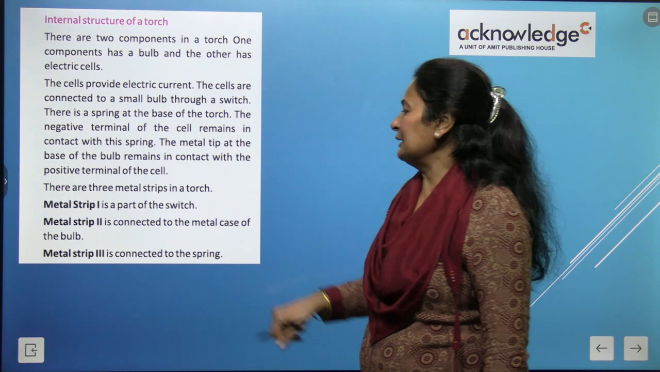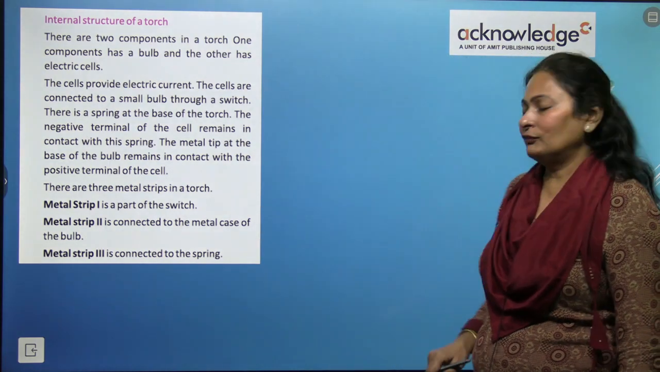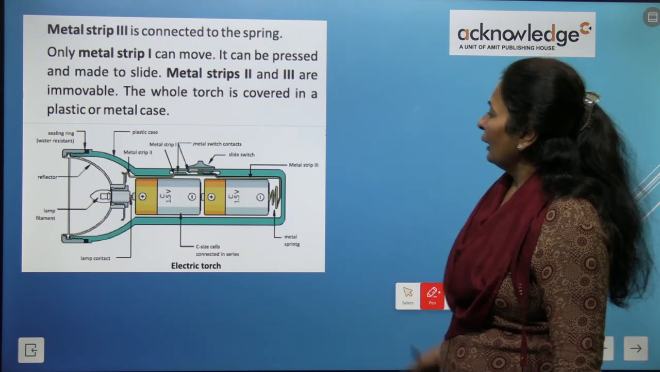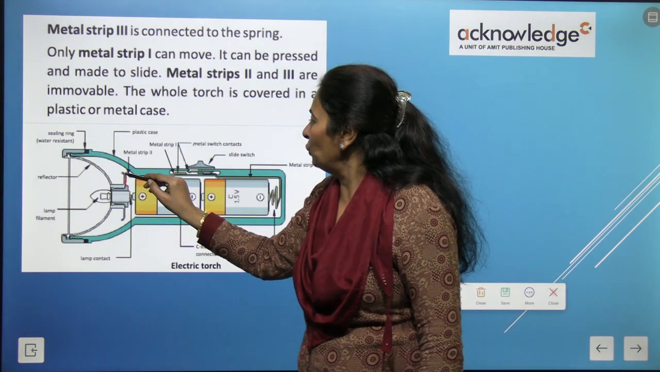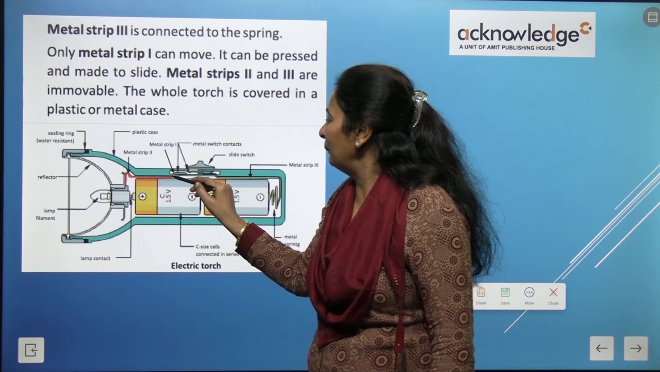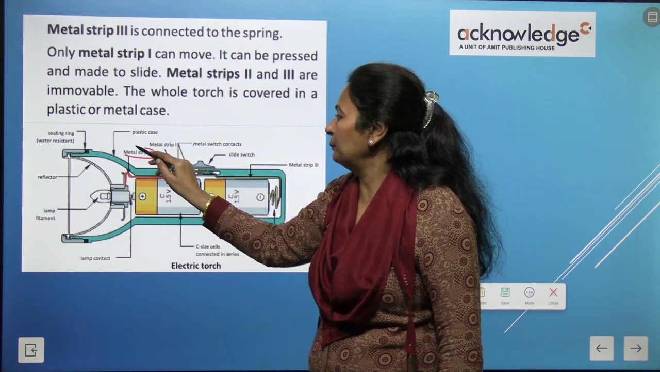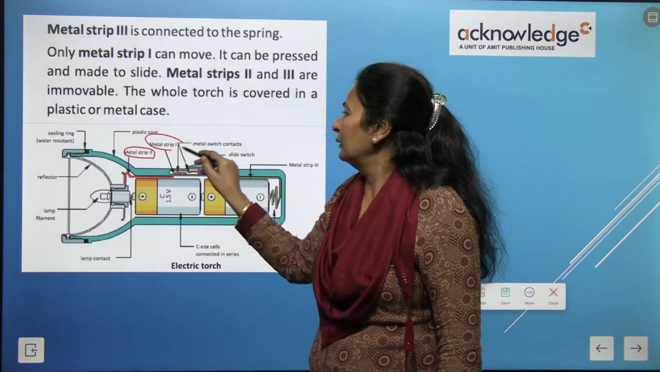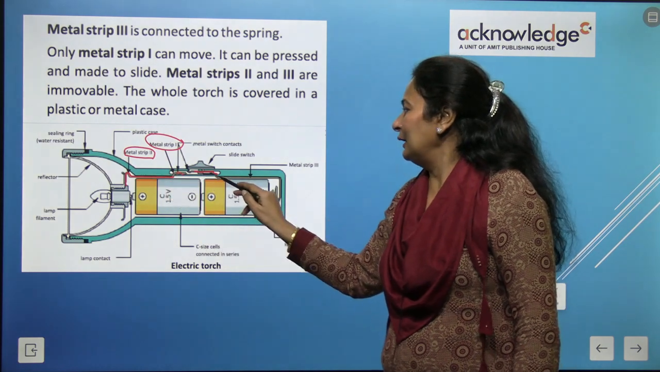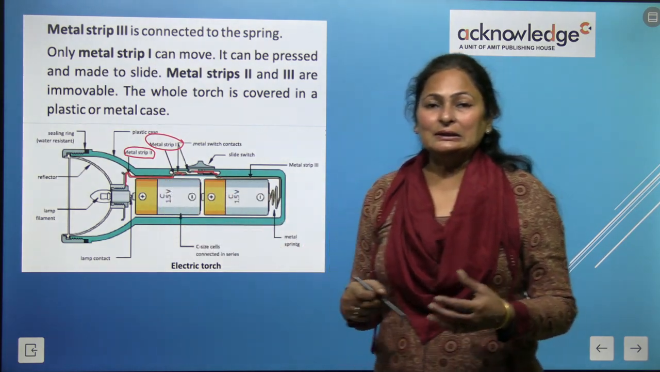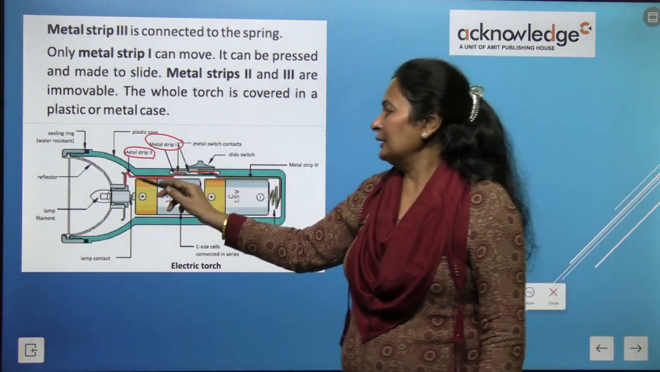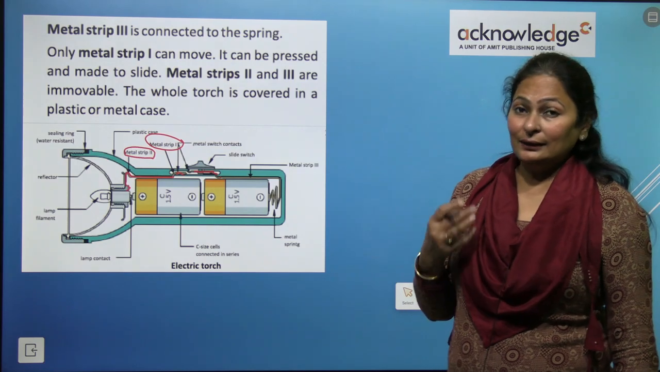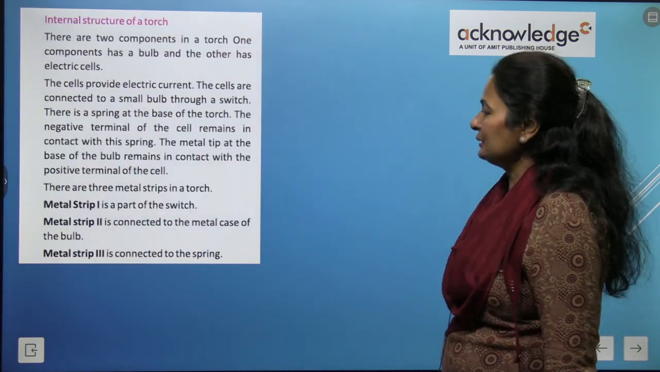Now the second strip is connected to the metal case of the bulb. So where is strip 2? This is strip 2, which is connected with the bulb. So this is metal strip 2 and here is metal strip 1, right? So we have covered till here. Now, where is the third?